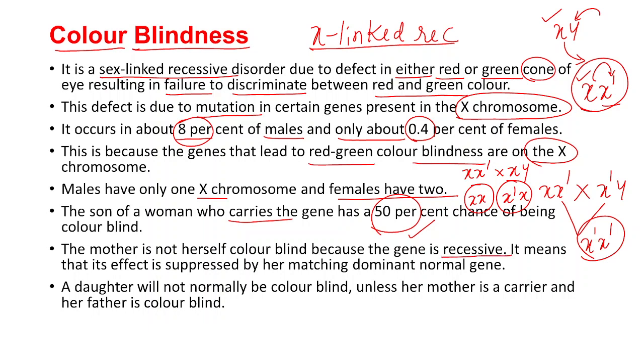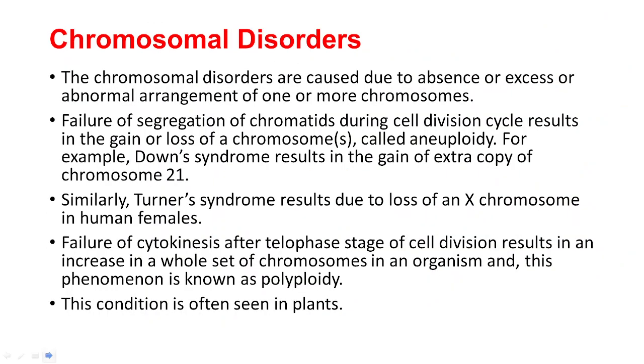The next one, the mother is not herself color blind because the gene is recessive, and she will become what? A carrier for the same. And the daughter will not normally be color blind unless her mother is a carrier and her father is color blind or affected, as I have shown in this one. Clear? So, this is about the color blindness. Let us go to the next one, that is chromosomal disorders.